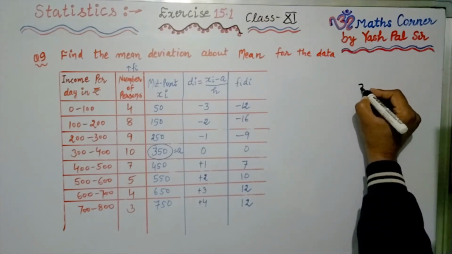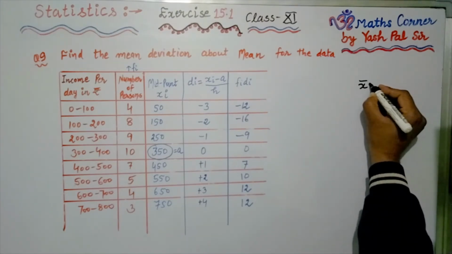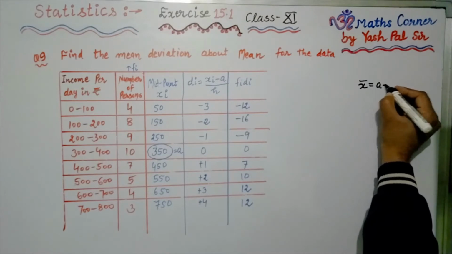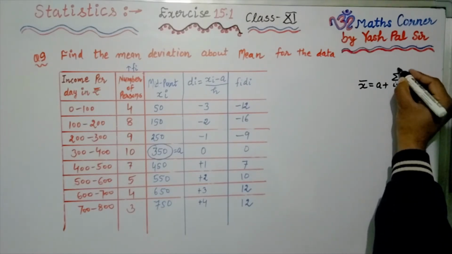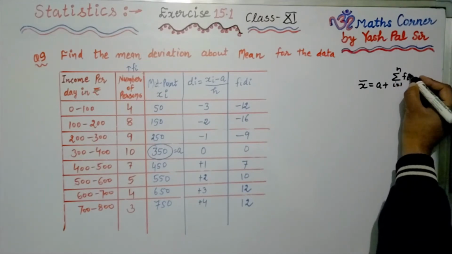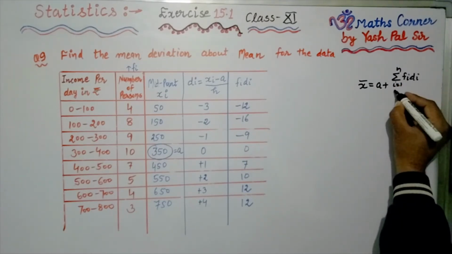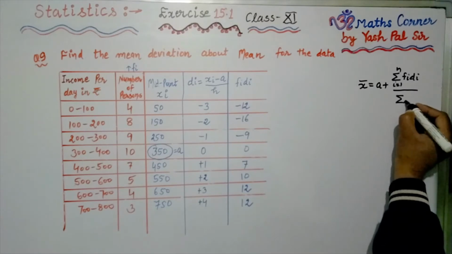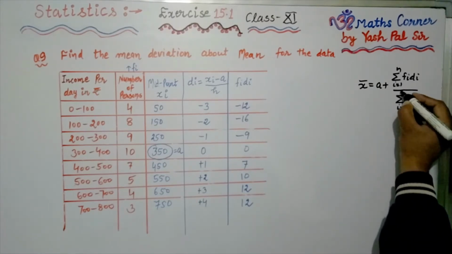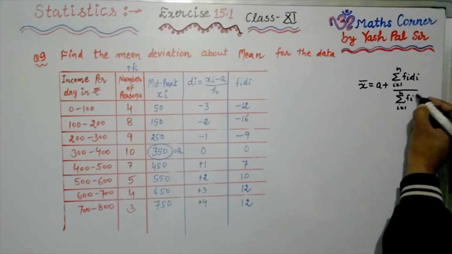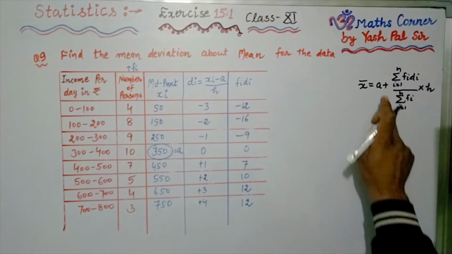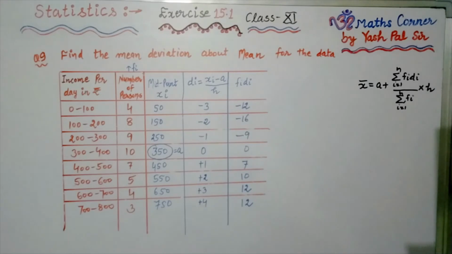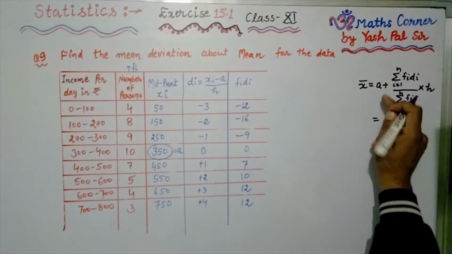Meaning to say, we are finding the mean here. What is the mean? Mean is A plus summation i equal to 1 to n fi into di, whole divided by summation i equal to 1 to n of fi into h. This way we shall find the mean, by the shortcut method.